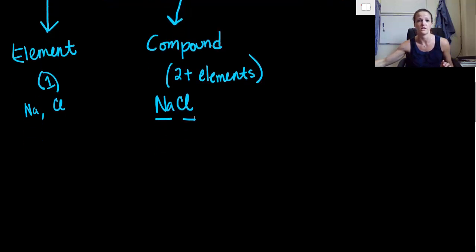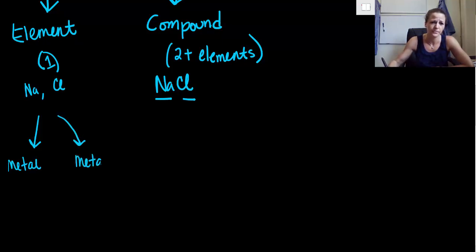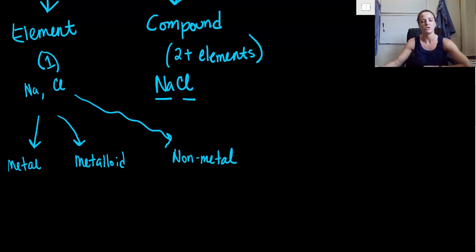Now, if we talk about an element, we can actually break that apart into three different sections. One of these labels would be called a metal. Another one would be called a metalloid. And the last one would be a nonmetal. So we have three different labels for an element. Again, an element is a group of atoms together with the same property, and they're either going to be considered a metal, a metalloid, or a nonmetal.